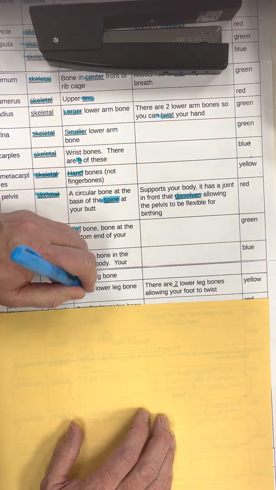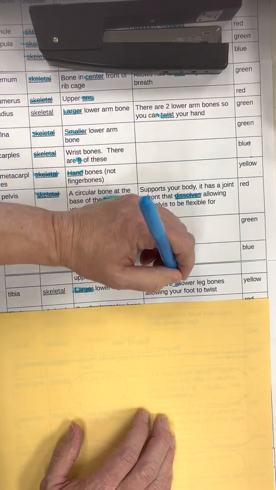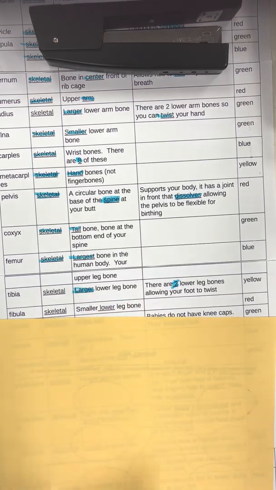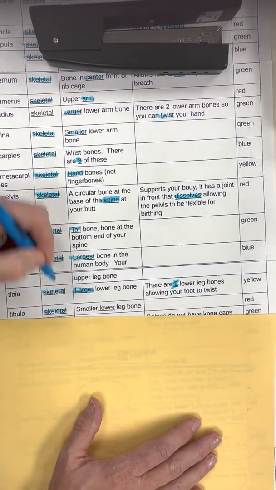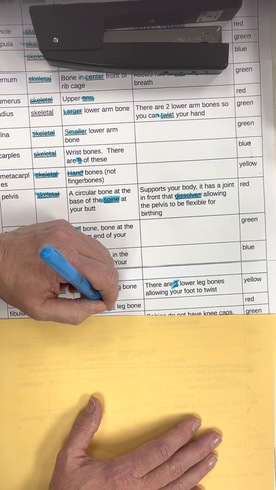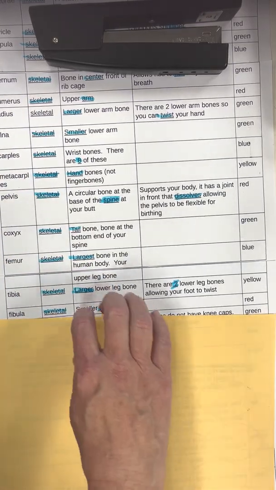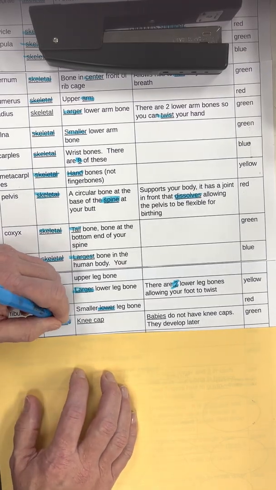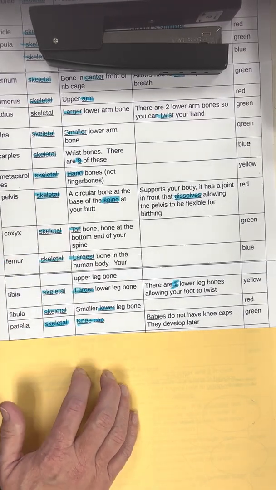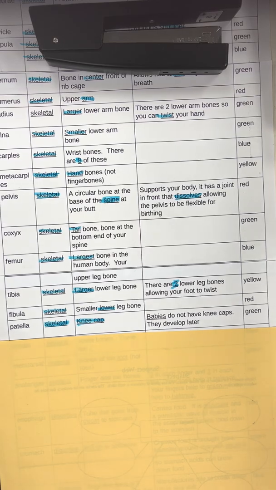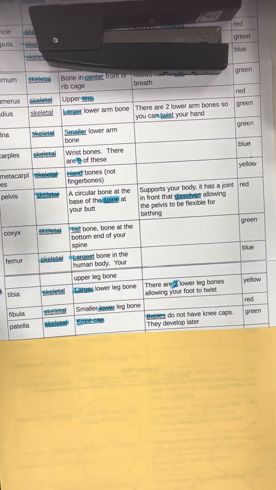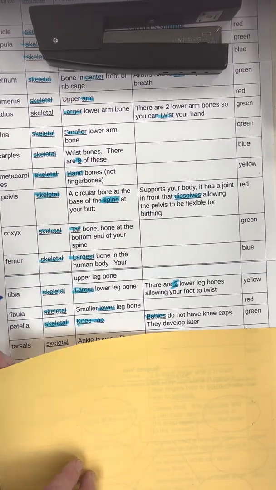Tibia, the larger of the lower leg bones. You have 2 lower leg bones. The fibula is skeletal, and it's the smaller of the lower leg bones. The patella is skeletal. It's your kneecap. You are not born with kneecaps. They develop. Babies can crawl like mad across the floor because they don't have kneecaps. It says babies do not have kneecaps. They develop later.